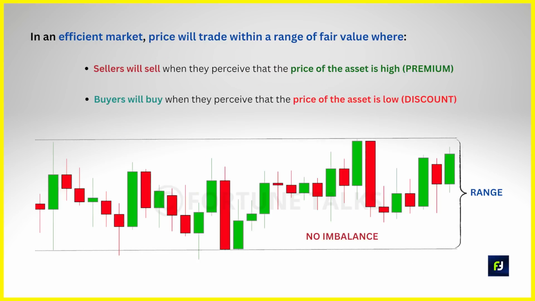Now, if you consider an efficient market, we get to see the price trade within a range of fair value for that particular asset, where the sellers will sell when they perceive that the price of the asset is high or trading at a premium, and the buyers will buy when they perceive that the price of the asset is low or is trading at a discount. This is not the case in an inefficient market.